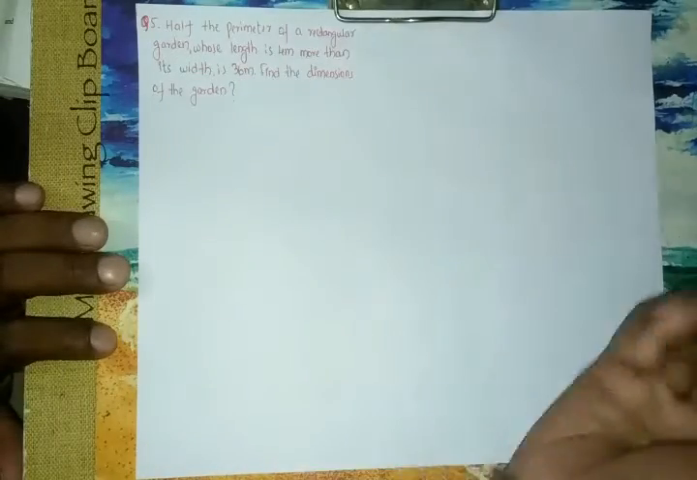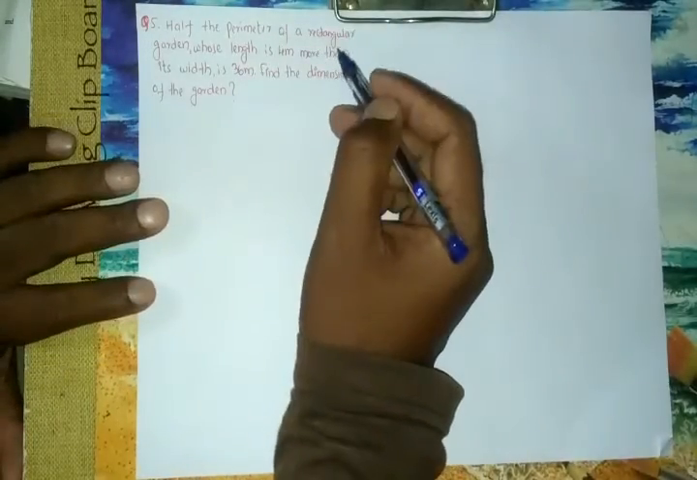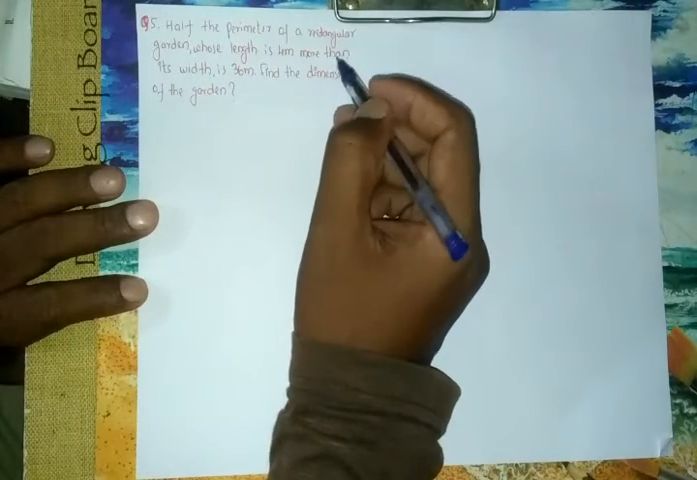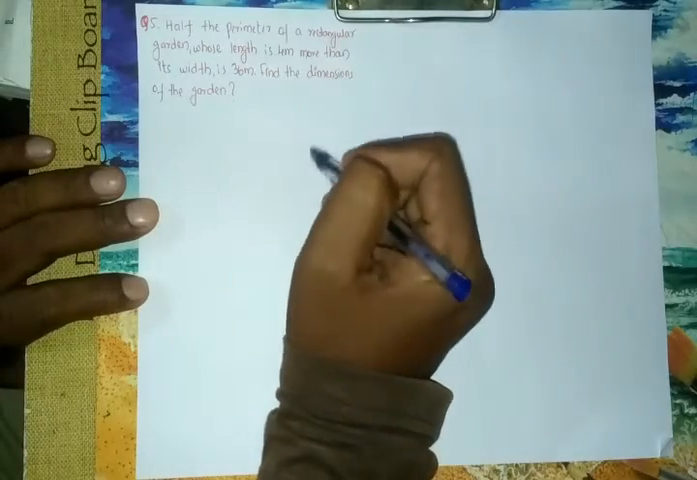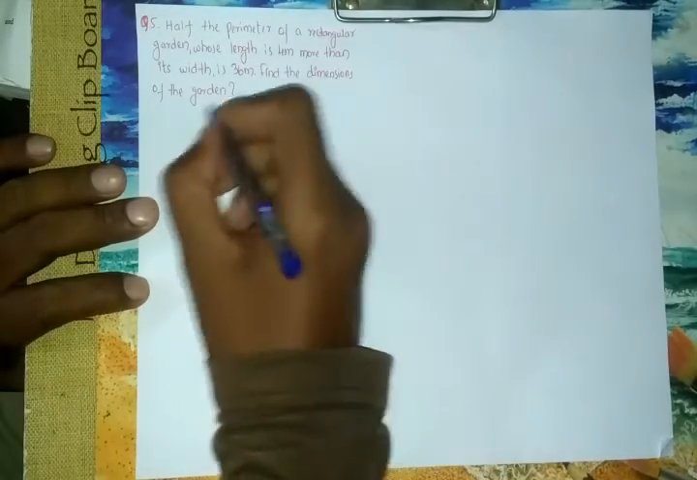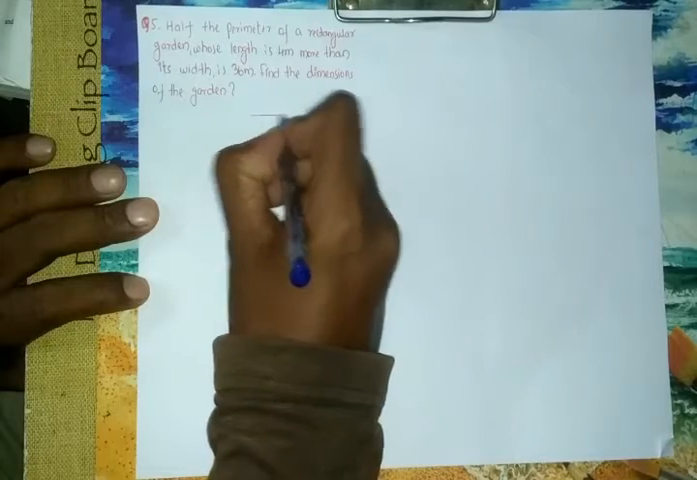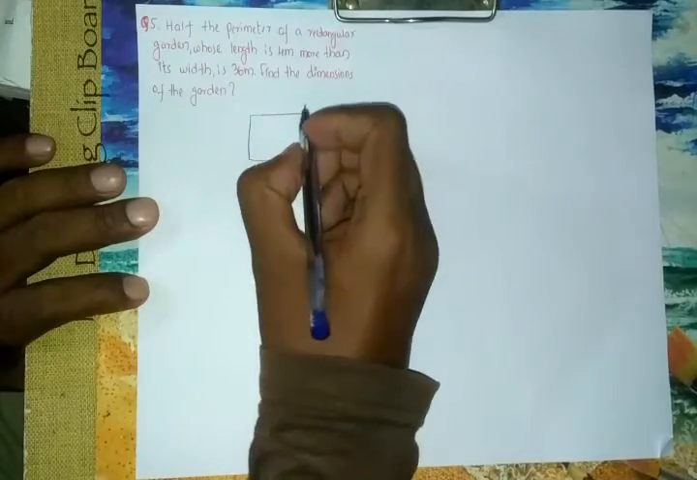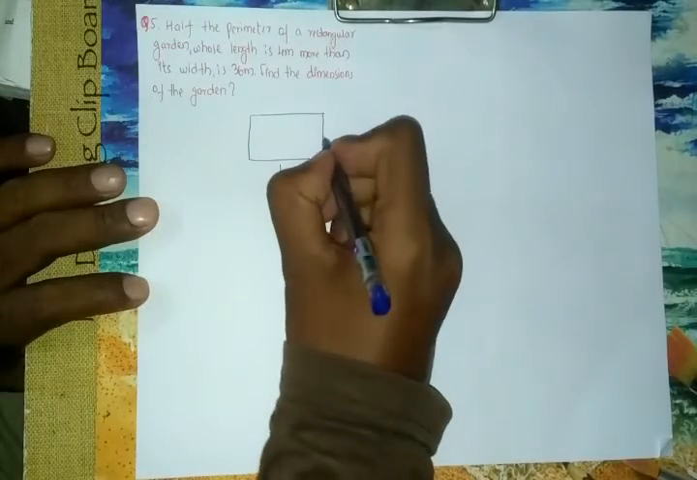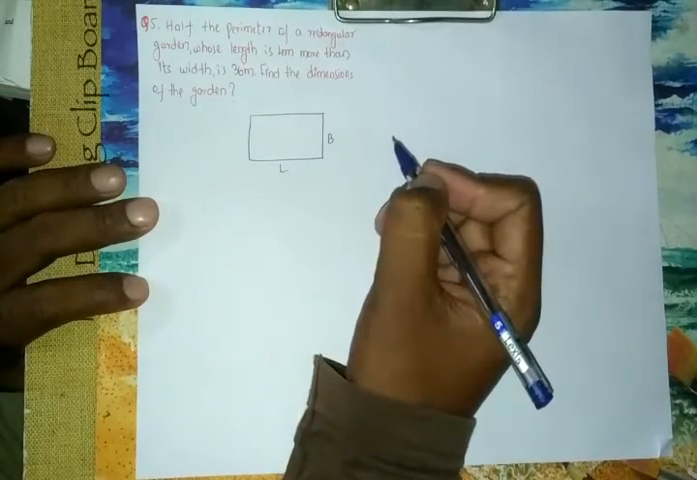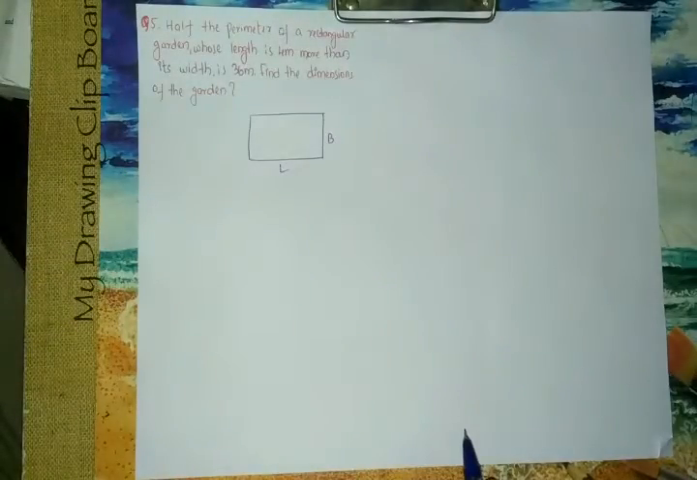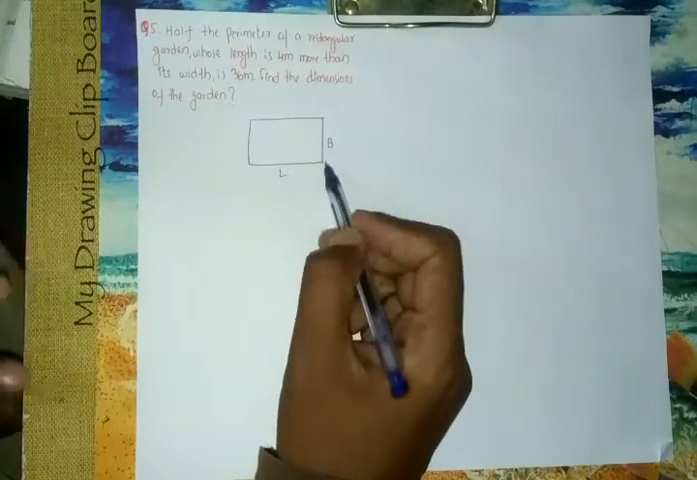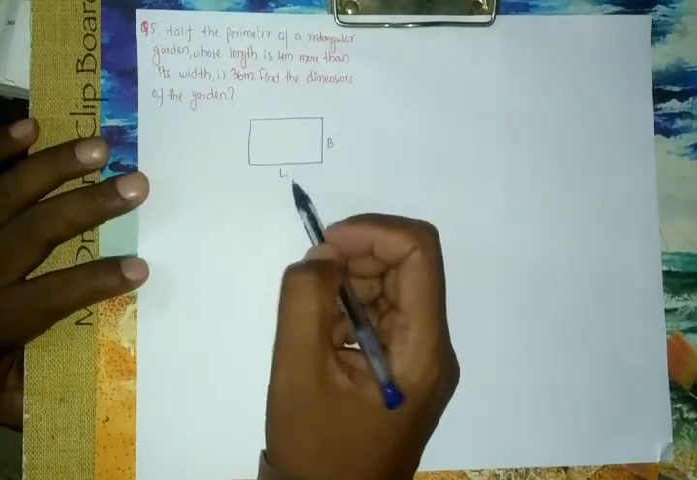So here we have to identify which are the variables. Here the variable is the dimension. So the dimensions are, we have a rectangular garden. As you know that in a rectangle we have length and width. So perimeter, it is, we have L as length and B as width of the rectangular portion.